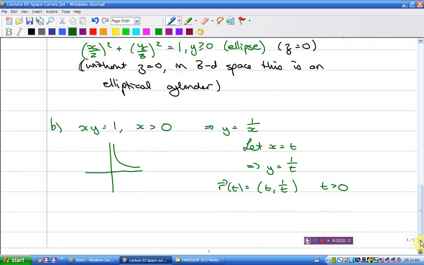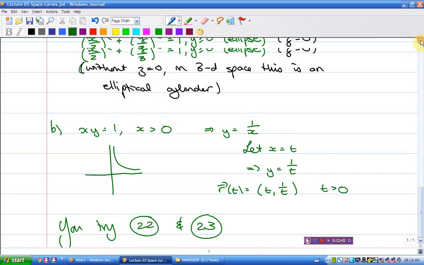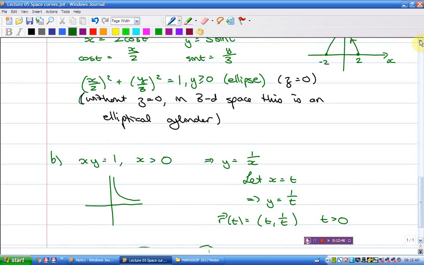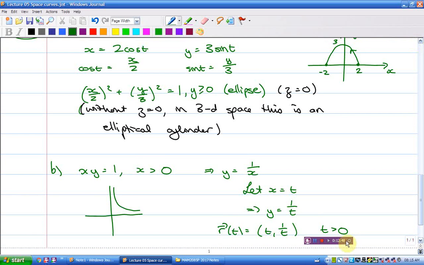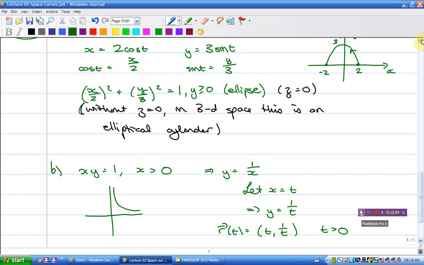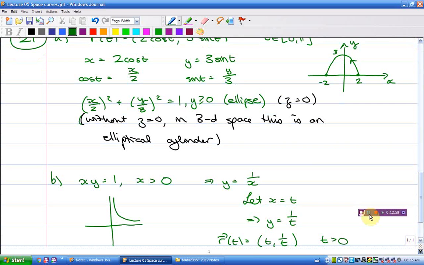Okay, you give it a go. Number 22 and number 23. You try 22 and 23. I'll just scroll up so that you can see what I've done in case it's pertinent. But 22 and 23. How far should I go? Oops, too far. Pause.